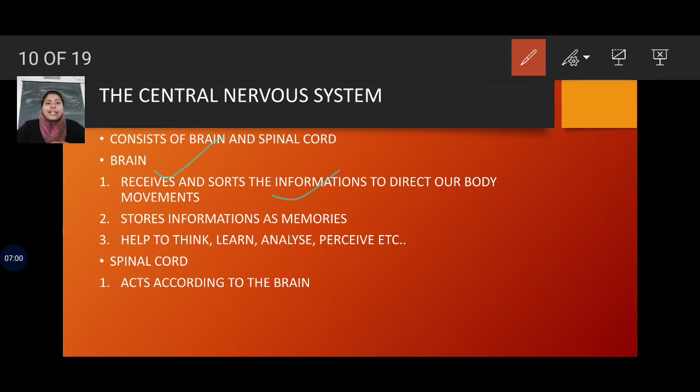Also, it stores the information as memory. Whatever I am teaching you right now, you are storing it in your head to write down in your examination. How is all this possible? Because the brain helps you keep the information and it discards the information that is not important. Thinking, analysis, thought, then senses, everything is controlled from the brain. We'll study this in detail.